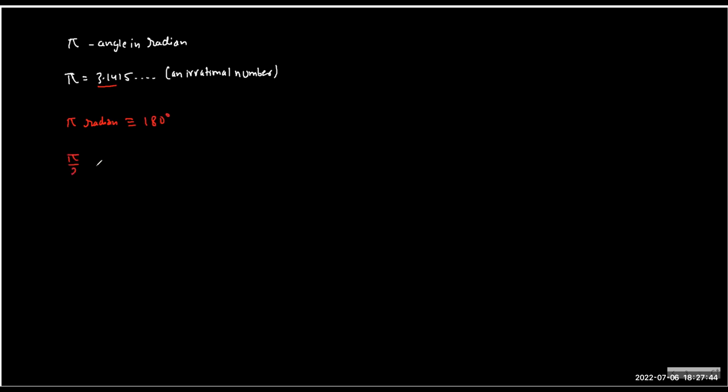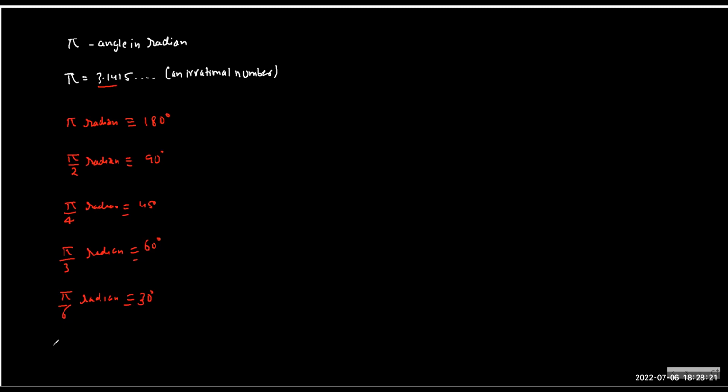So pi by 2 radian is how much? 90. So pi by 4 radian is how much? 45. And pi by 3 radian, 60. And pi by 6 radian, 30. So these are the values which one should remember. Rest we don't need. In normal physics, we come across this.